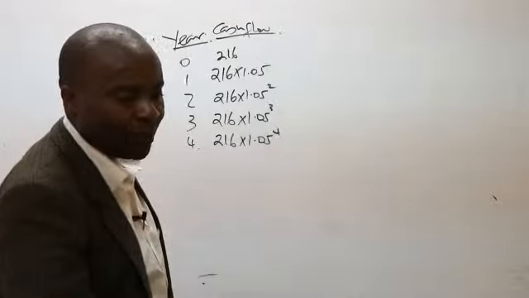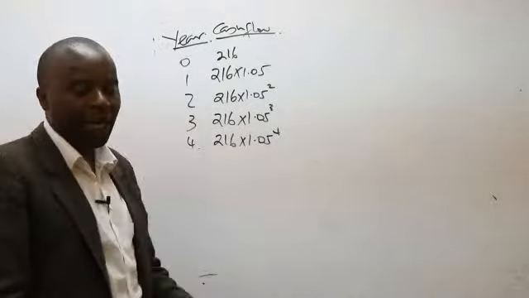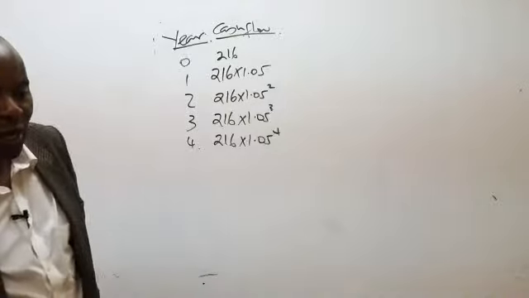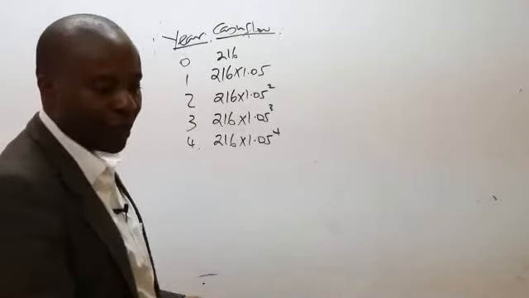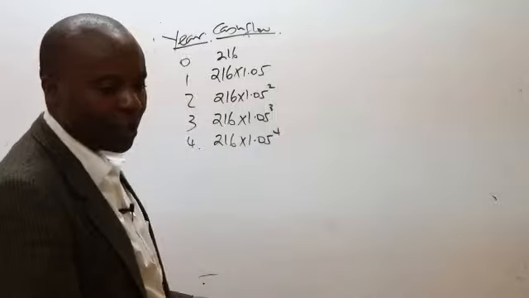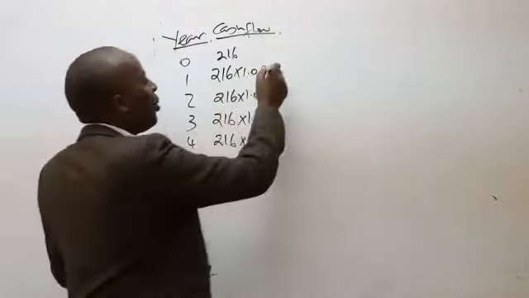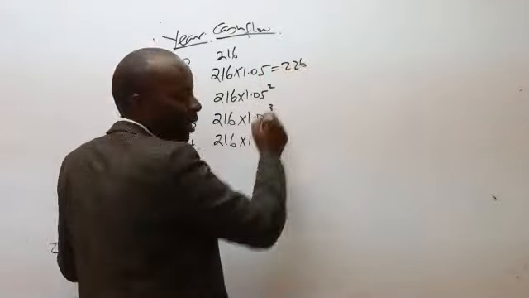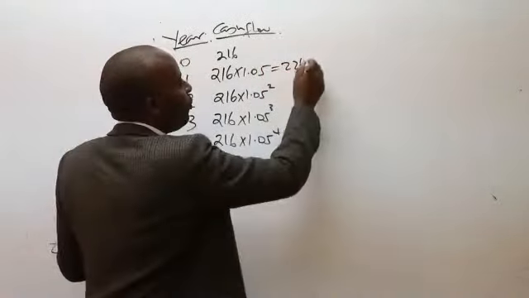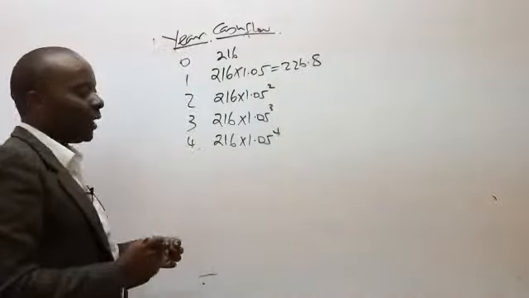So could you kindly guide me, 216 times 1.05. This gives me what figure? Alice is telling me it is 226.8. Thank you very much. How about cash flow at the end of year 2?